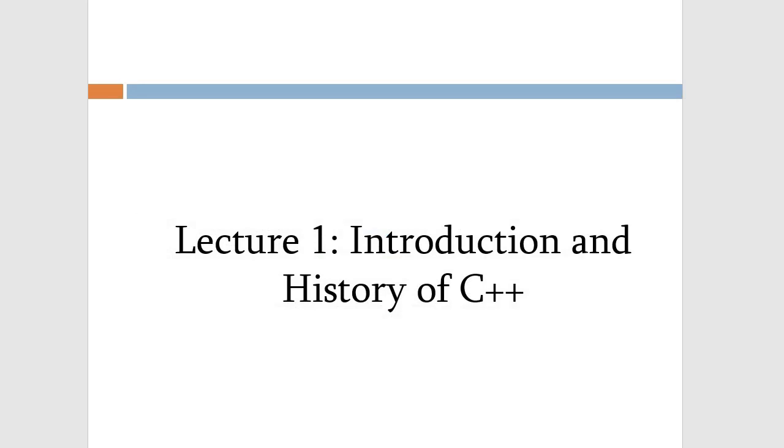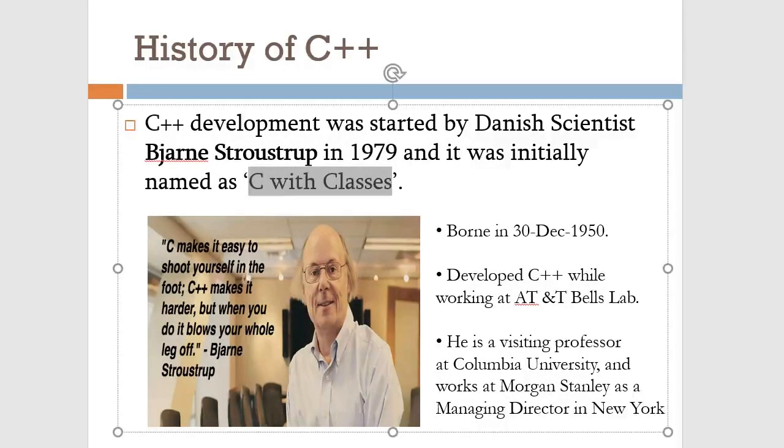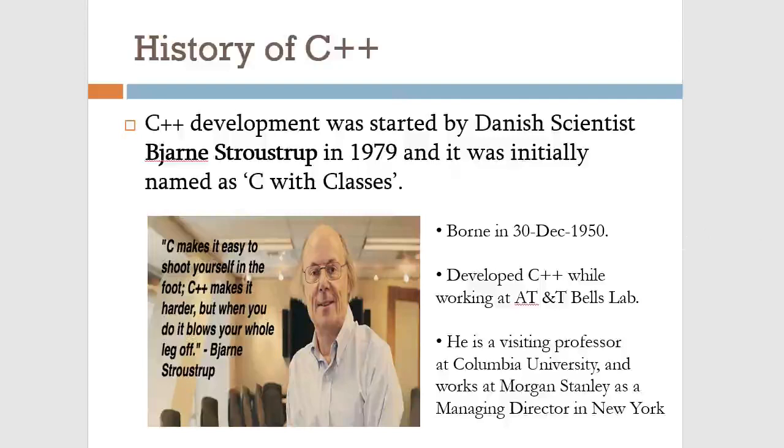The development of C++ was started by Danish scientist called Bjarne Stroustrup in year 1979, and initially it was named as C with classes. So Stroustrup named it as C with classes. It wasn't named as C++. And he started his development while he was working in the AT&T Bell Laboratories in the United States.